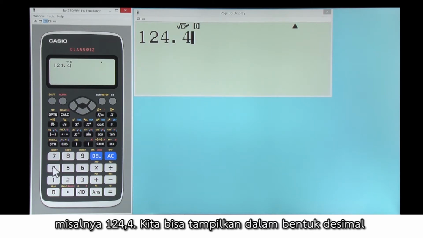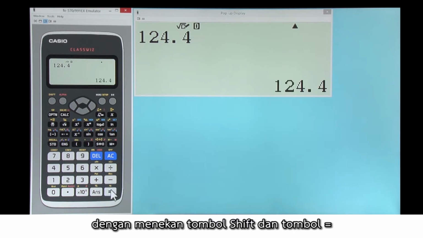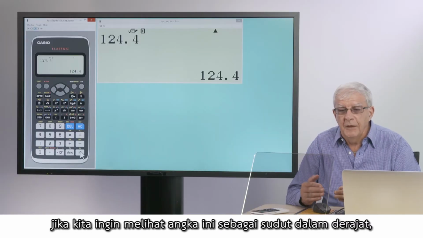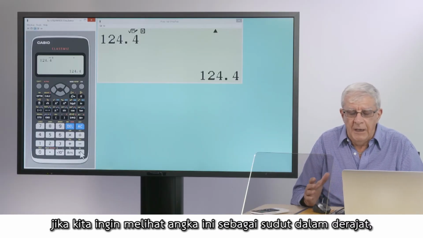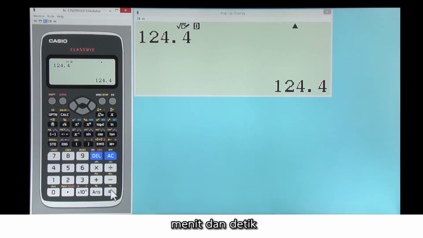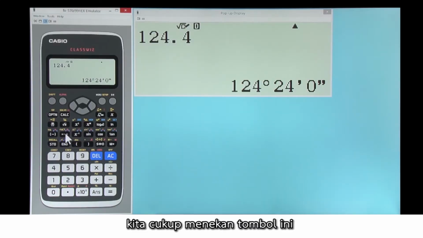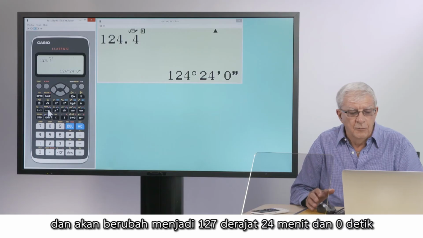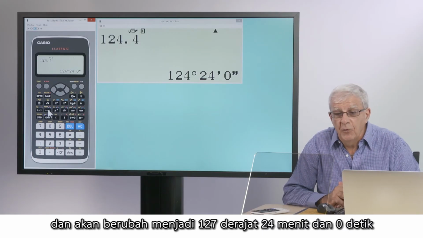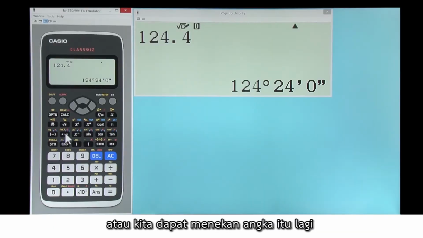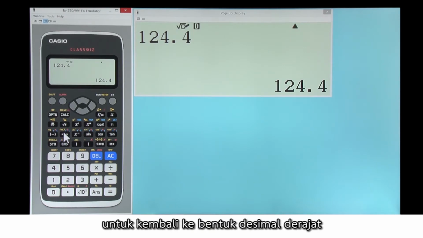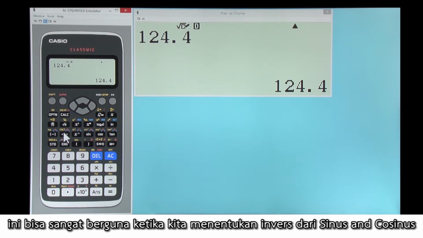124.4, and let's put that in as a decimal, shift and equals. If we'd like to see this number as an angle in degrees and minutes and seconds, we simply need to tap this key and it'll turn into 124 degrees, 24 minutes and no seconds. Or we can tap that number again to revert to a decimal degree. This can be very useful when we find the inverses of sines and cosines.